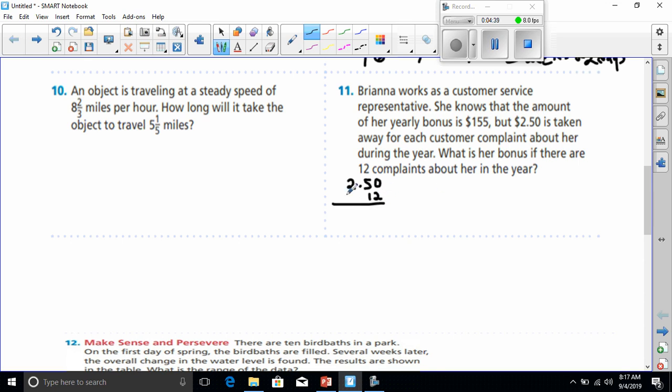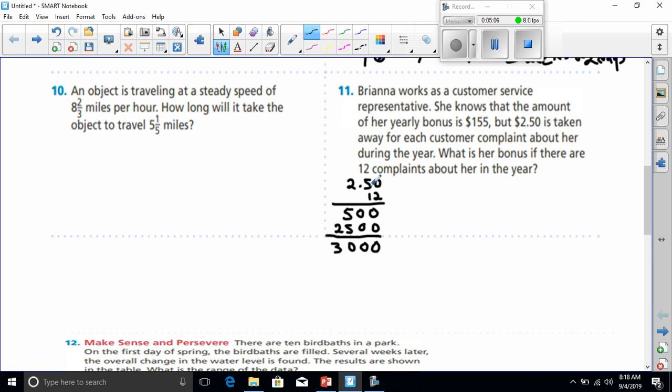That will tell us how much money is going to be removed from her during the year for her complaints. Luckily, this is going to be pretty easy because 250 times 2 is 500. And then 1 times 250 is, of course, 250. And now we have 0, 0, 0, carry the 1, which will make 3.